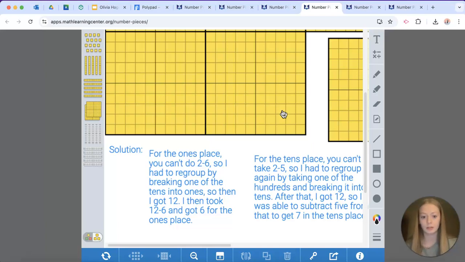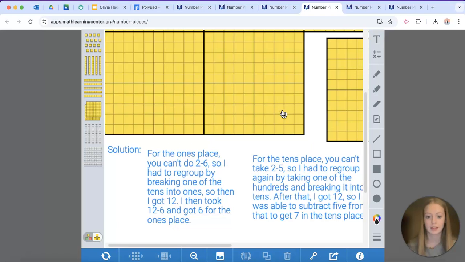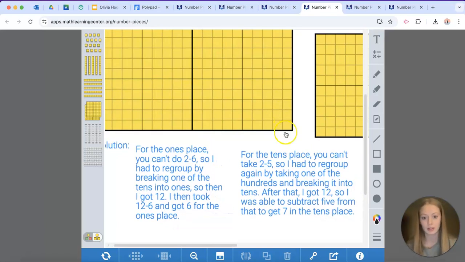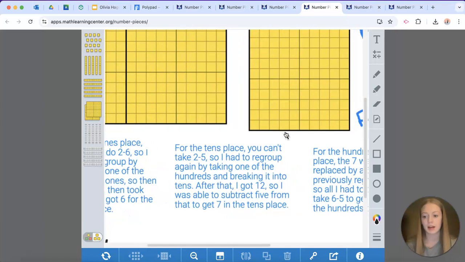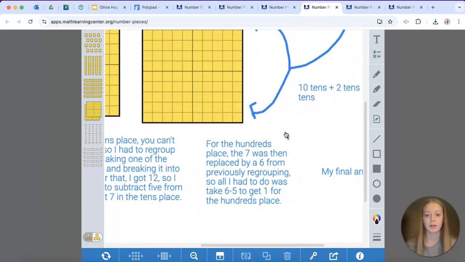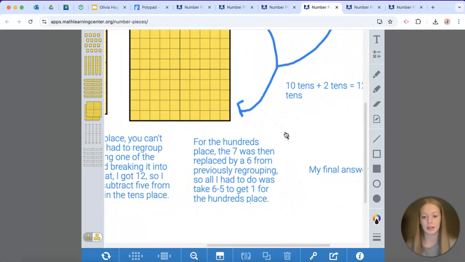so then I got 12. I then took 12 minus 6, and I got 6 for the ones place. For the 10s place, you can't do 2 minus 5, so regrouping once again, I took one of the hundreds and broke it into 10 10s. After that, I got 12, so I was able to subtract 5 from that to get 7 in the 10s place. For the hundreds place, the 7 was then replaced by a 6 from previously regrouping it, so all I had to do was take 6 minus 5 to get 1 in the hundreds place.